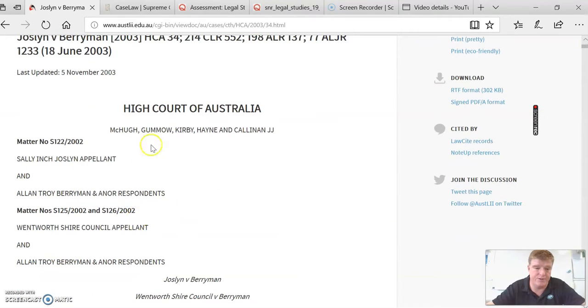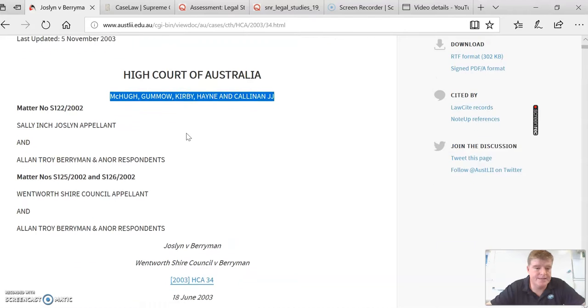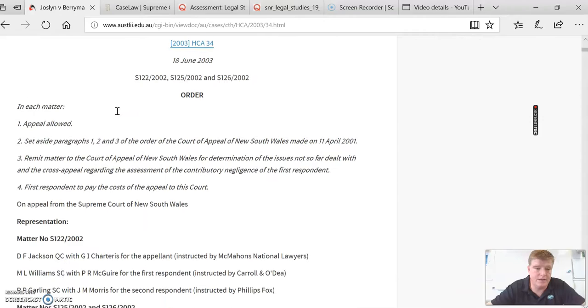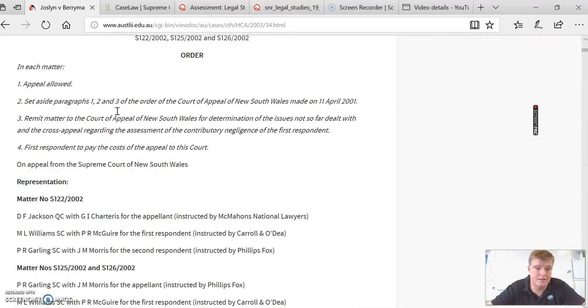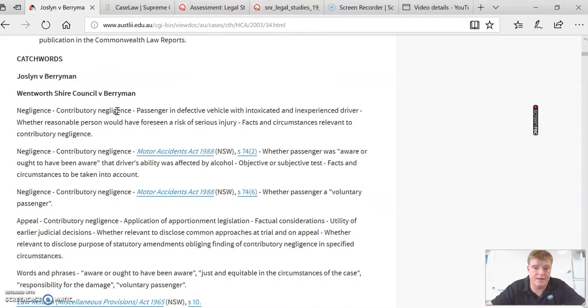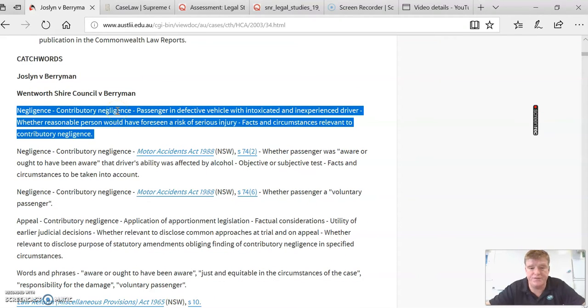And you can see, look, I don't know all the High Court judges, but Justice Kirby was one that was quite a famous High Court judge. I don't think he's an active judge anymore. So let's have a look at this. This was the case. So the appeal was allowed. Okay. So, passenger in a defective vehicle with an intoxicated and inexperienced driver, where the reasonable person would have foreseen a risk of injury. Facts and circumstances relevant to contributory negligence. So once again, we've now found another case that really suits what we're looking for.